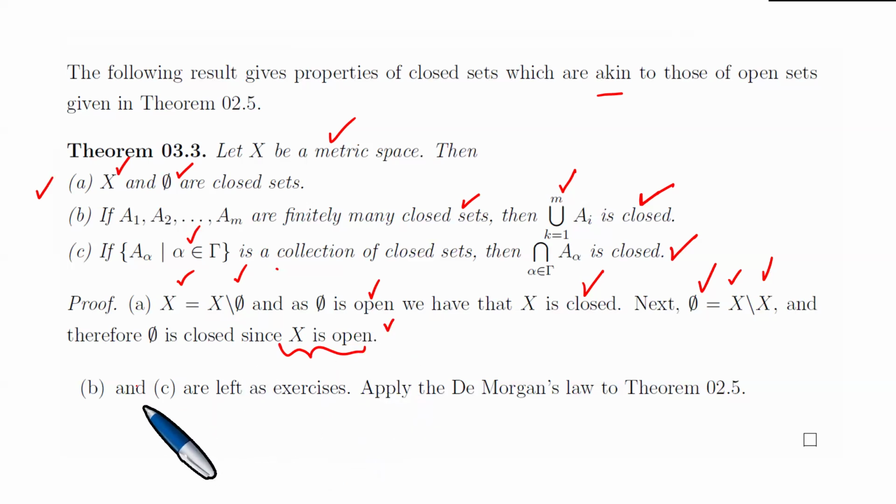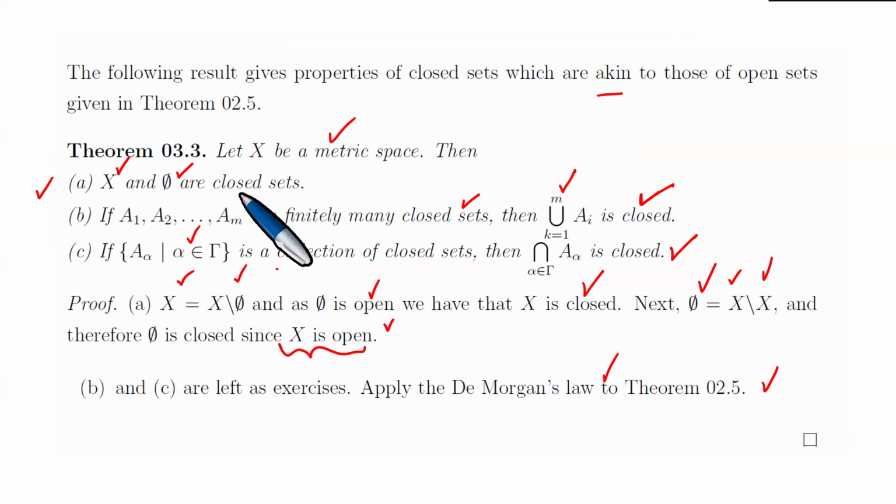In the meantime, I want us to look at B, which is a weak statement. We're taking finitely many closed sets, and the union property is weak because it's only for a finite union. So B and C are left as an exercise: apply De Morgan's law to theorem 2.5. Of course, that would be very interesting to do.